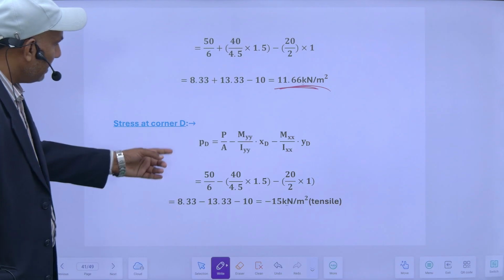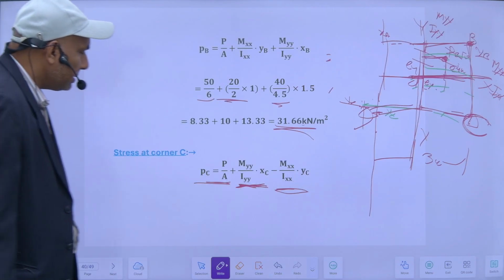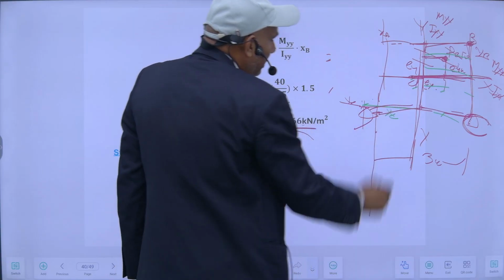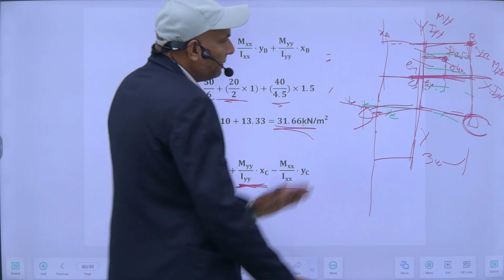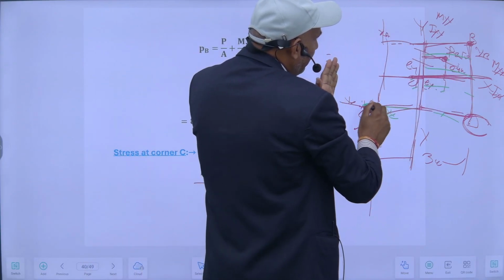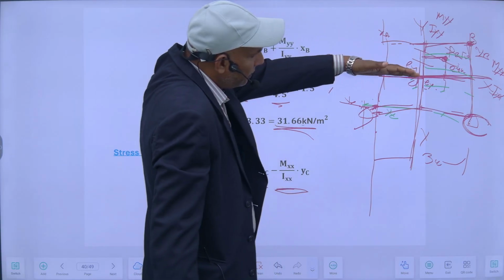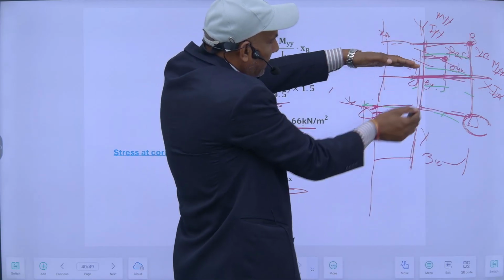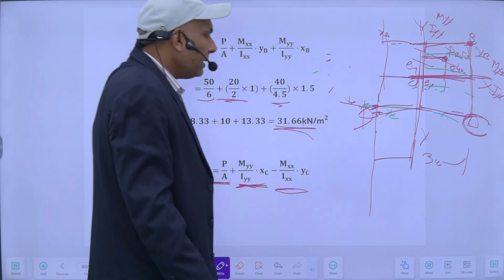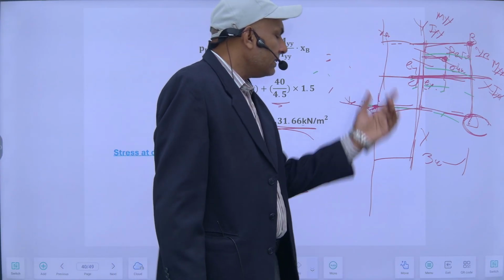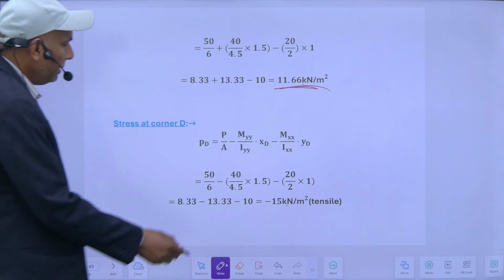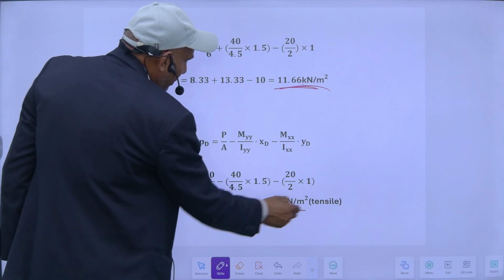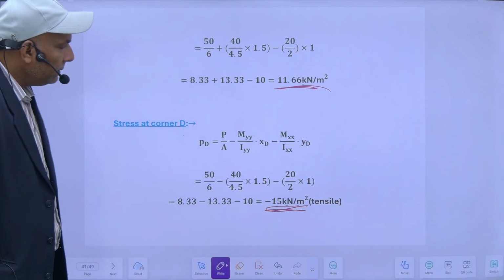And the stress at corner D, at this corner which I was calculating here. Here, if I see along this x-axis, it will create compression here, it will be tensile. Along this x-axis also, about this axis, it will create compression here and tensile here. So the effect of the moment about both the axes will be minus here. So it will be minus 15 kilonewton per meter square, tensile.